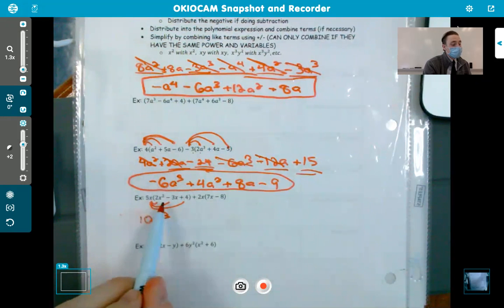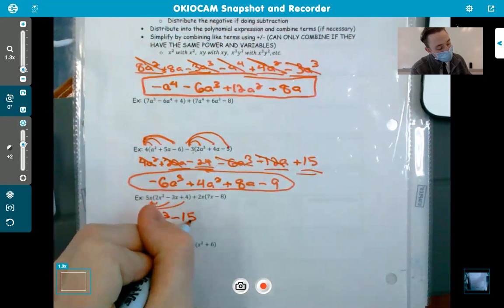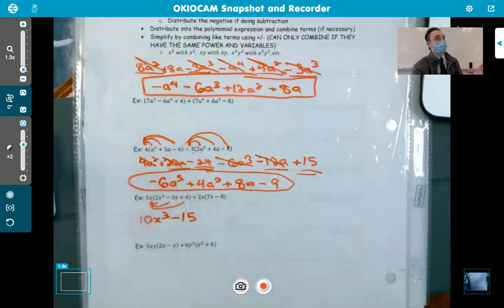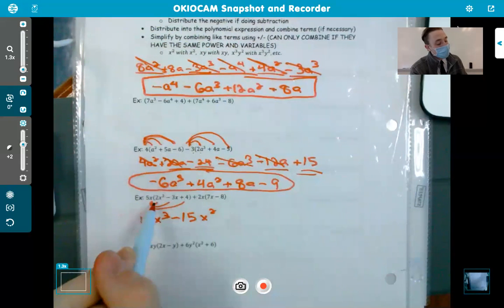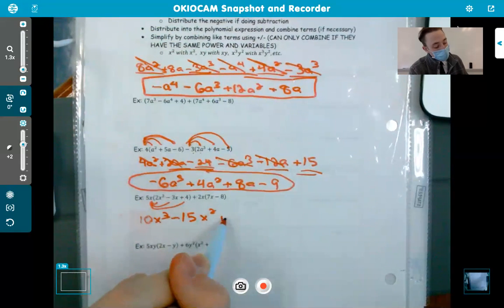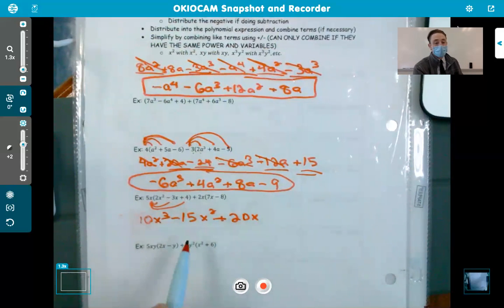I'll do 5x times negative 3x. What do you think that's going to give me? So it's x times x. It's x to the first times x to the first. So I'm adding those together. It wouldn't be cubed, right? 5x times 4, there is no x value that I have to worry about adding or anything like that. So the x just tags along, and I multiply the coefficients normally. Anybody have any questions up until this point?